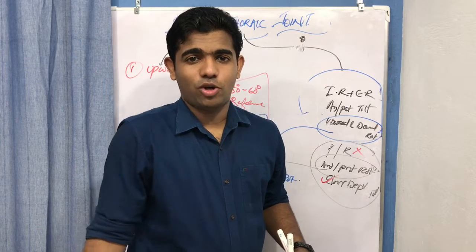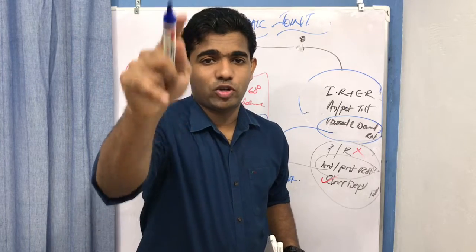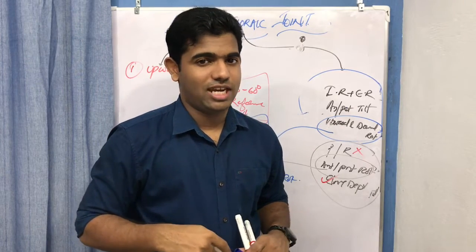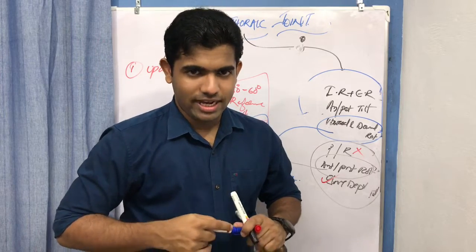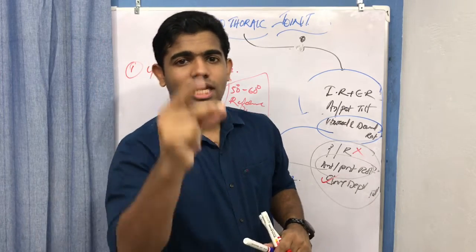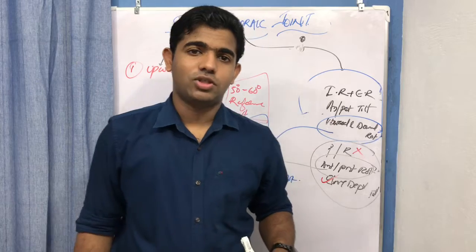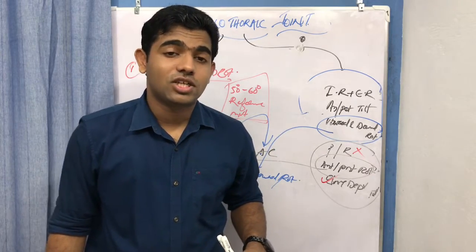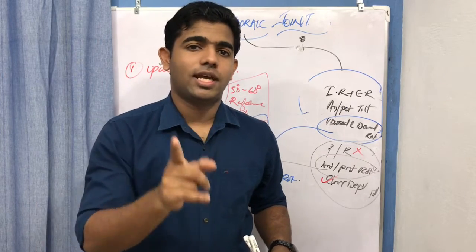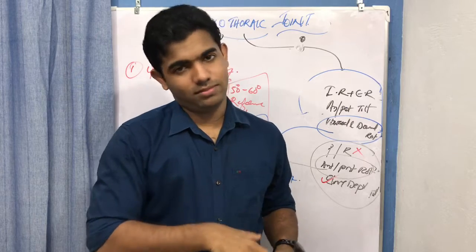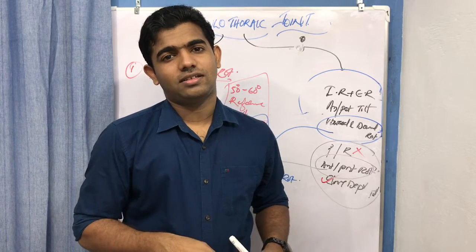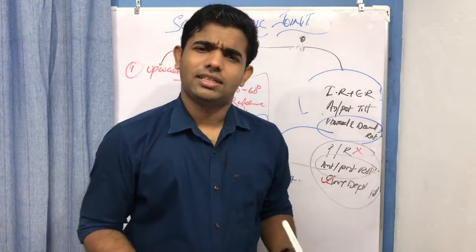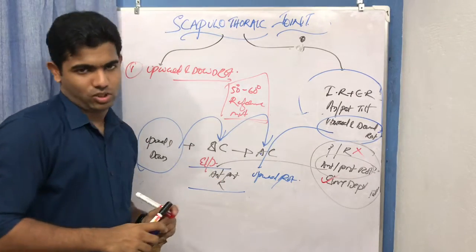If it is upward rotation of the scapula, it will be upward rotation in the acromioclavicular joint and elevation in the sternoclavicular joint. If it is downward rotation of the scapula, it will definitely be downward rotation in the acromioclavicular joint and depression in the sternoclavicular joint, and of course anterior and posterior rotation respectively. Is it clear? That's the only thing you need to remember in this one.